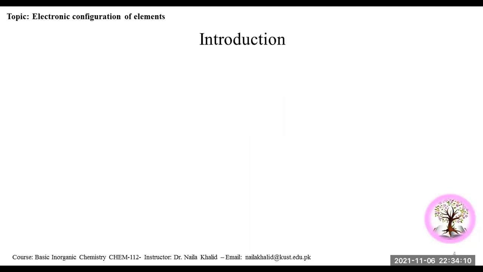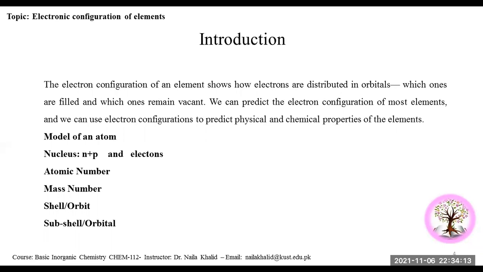First of all, introduction to this topic. You know that an atom has electrons around its nucleus. And electronic configuration means how these electrons are distributed around the nucleus, and this distribution is based on different principles we will discuss in this session. This arrangement of electrons around the nucleus is called electronic configuration.